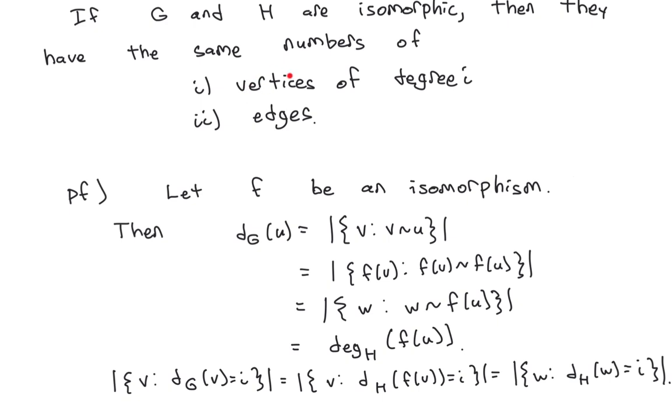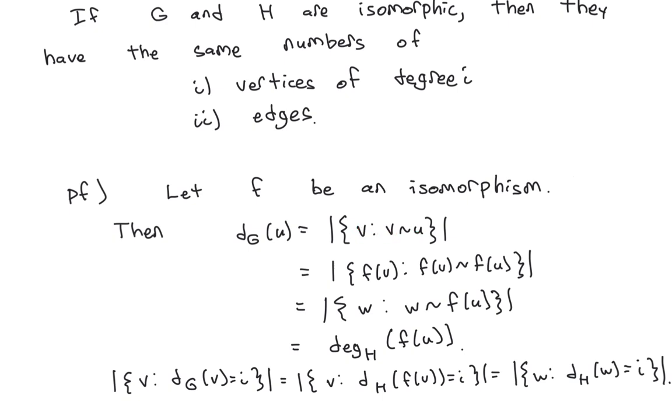So to prove that the number of vertices of degree i are the same between isomorphic graphs, let me first prove this lemma, that given an isomorphism f and a vertex u in G, the degree of u in G is the same as the degree of f of u in H. So let's do that proof. The degree of u is the number of vertices that are adjacent to u.